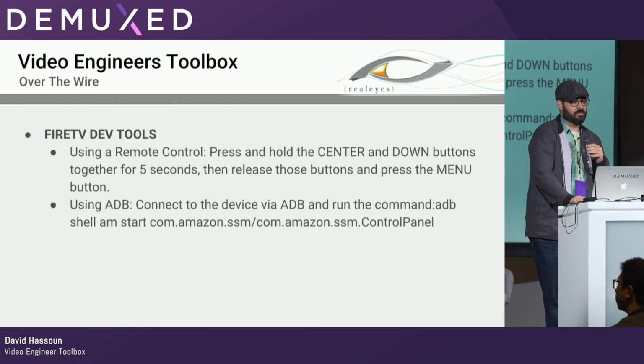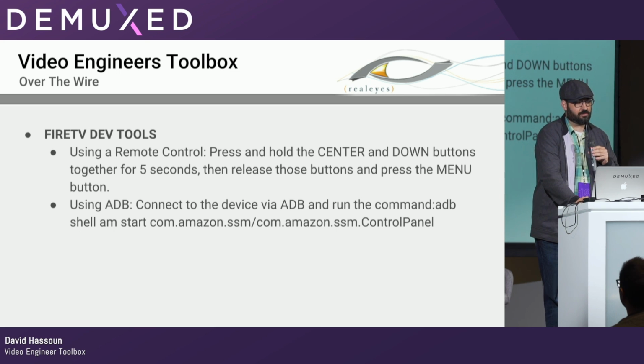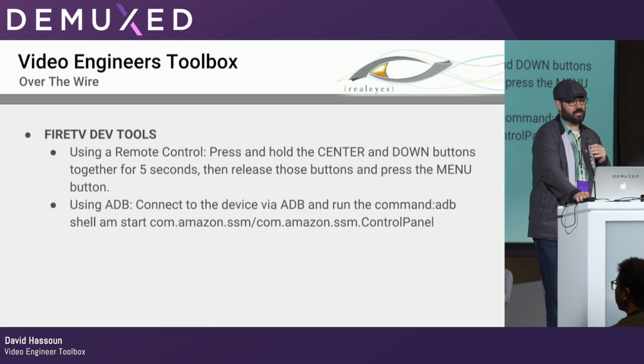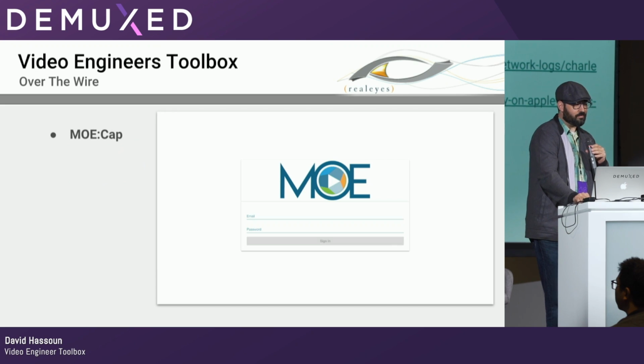Just in case you don't know, if you're doing anything on Fire TV, there's some cool stuff you can do when you go into the control panel in there. You can put up the X-ray mode to see a little bit more, as well as set up proxying so you can have it go through your laptop or whatnot for getting those network logs. Similar stuff you can do on Apple TV. Sometimes it works, sometimes it doesn't, but there are some other routes you can take with that as well.